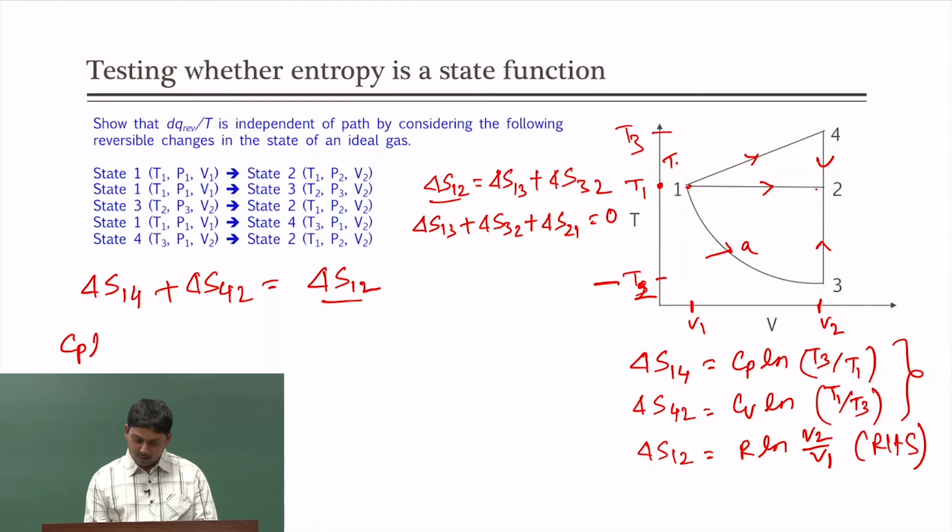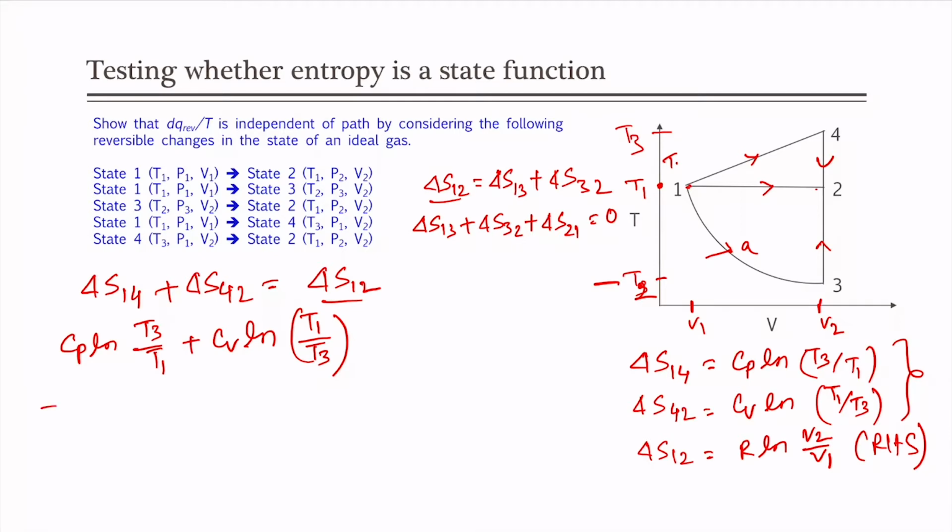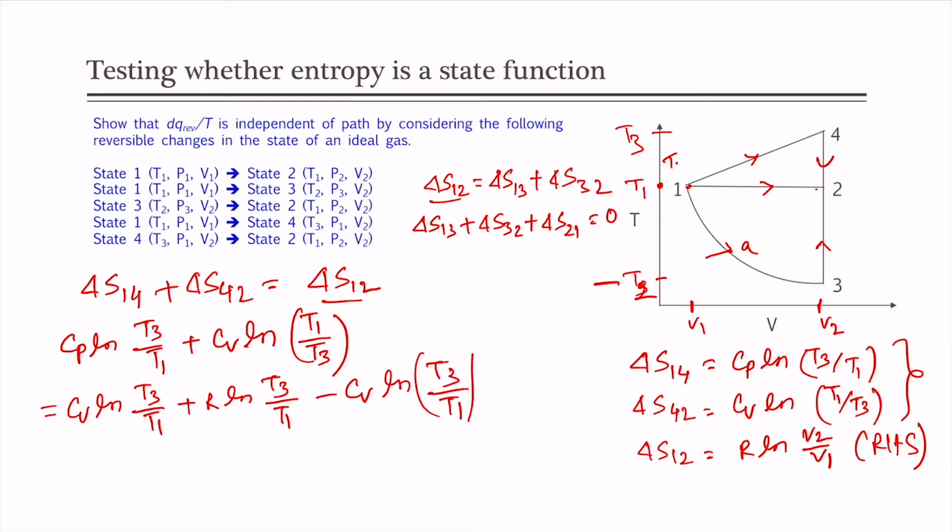So, Cp ln T3 by T1 plus Cv ln T1 by T3, that is what you have to do, which means we can invert it and write, or we can just sum it and say that this is nothing but Cv ln T3 by T1 plus R ln T3 by T1, because we know Cp is Cv plus R, right, and we can invert this ln relation and write minus Cv ln T3 by T1. So, this and this cancel each other, giving us only R ln T3 by T1.